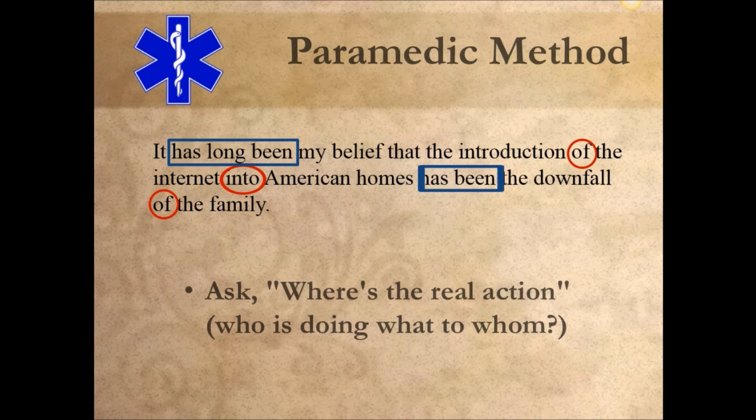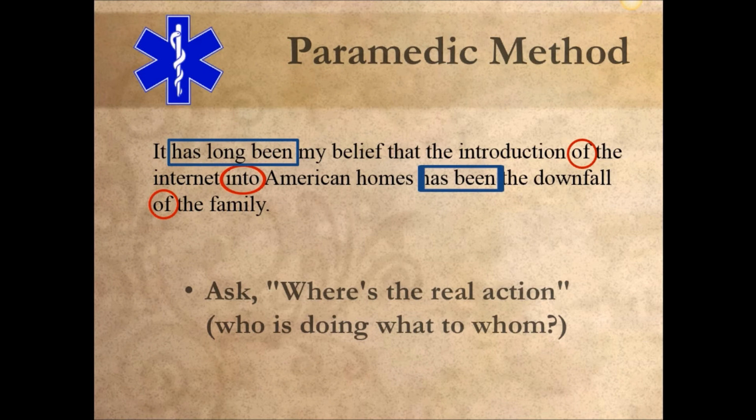The next thing to do is ask a question. Where's the real action in this sentence? In other words, who is doing what to whom? Where's the subject and where's the verb? And in this sentence, when you look really closely at it, you discover that it's actually hard to know. And the reason for that is that this sentence is actually in the passive voice. The introduction of the internet has been the downfall.